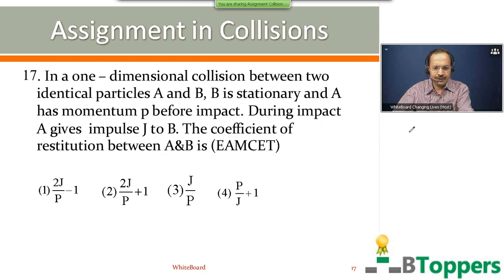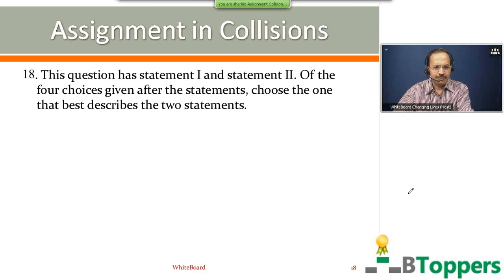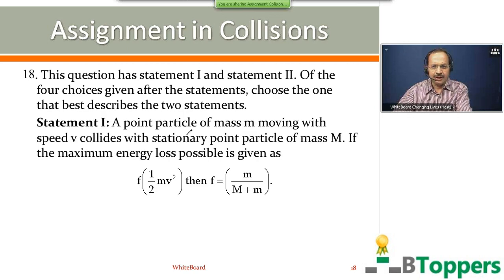Then look at the next question, question number 18. The question has statement 1 and statement 2. Of the 4 choices given after the statement, choose the one that best describes the two statements. Statement 1: A point particle of mass small m moving with speed v collides with a stationary point particle of mass M.